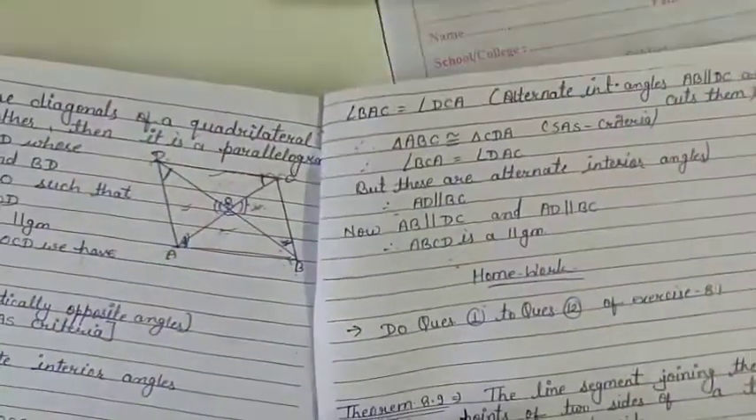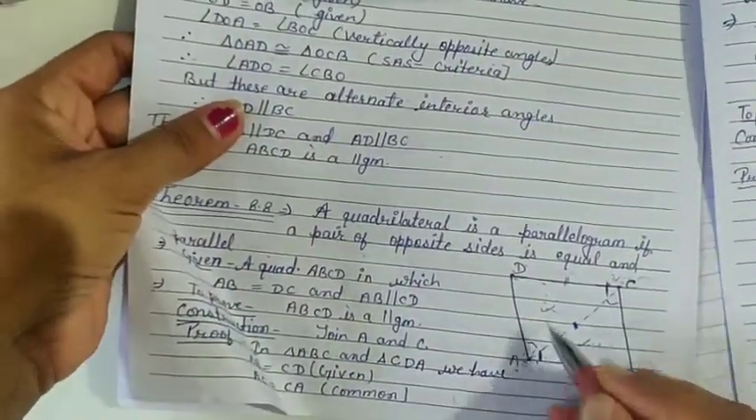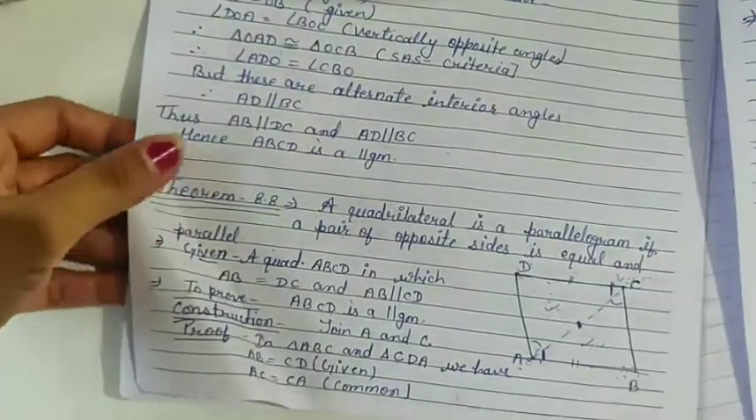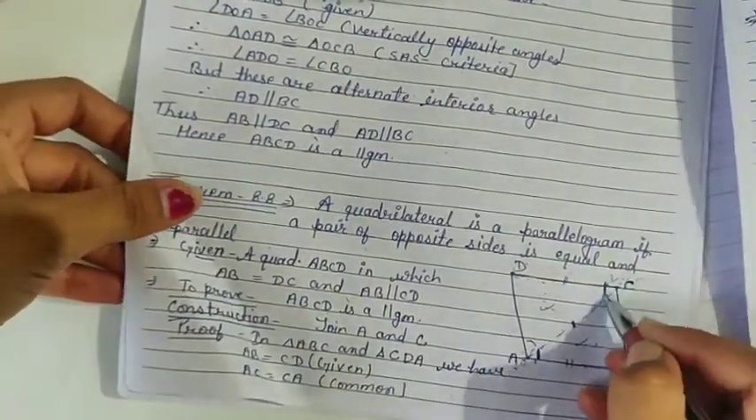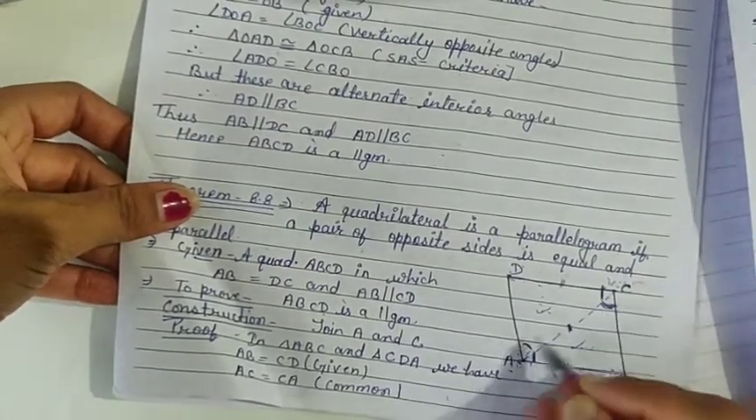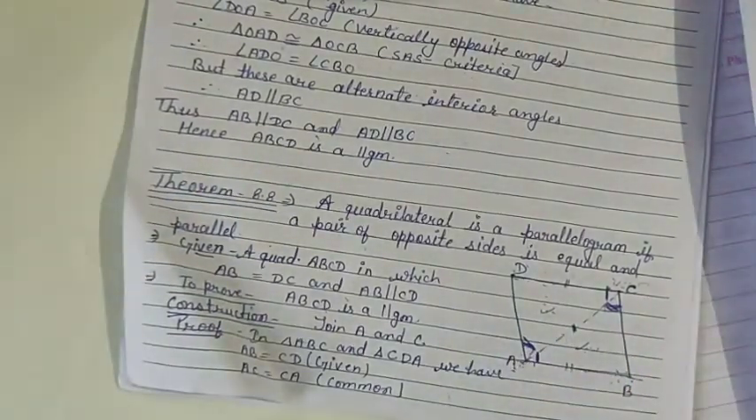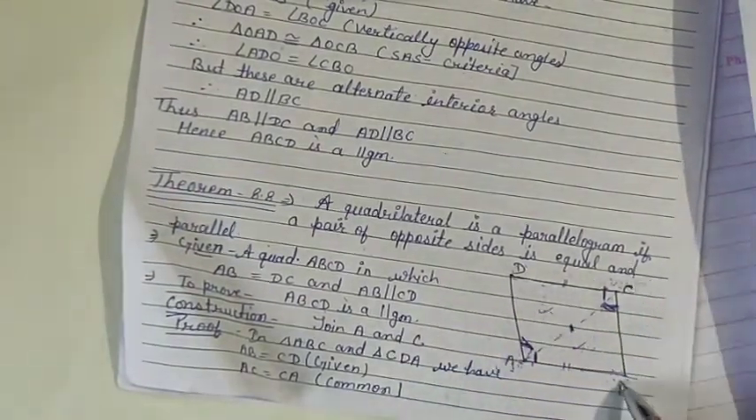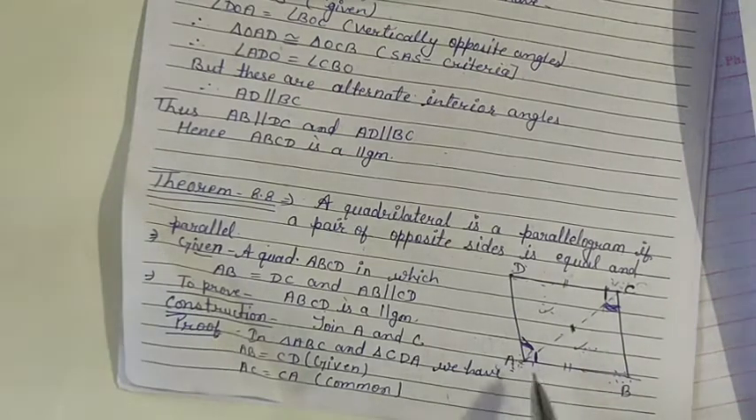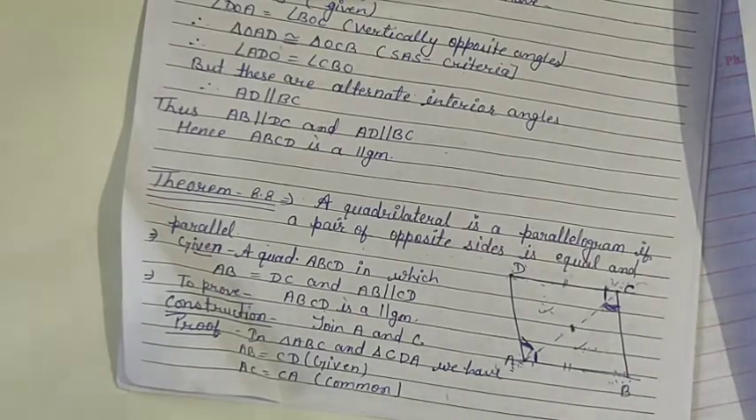It means if these two triangles are congruent, angle BCA equals angle DAC. These two triangles are congruent. It means this angle equals this angle, but these are alternate interior angles. It means AD is parallel to BC. Now AB is parallel to CD, given, and AD is parallel to BC. It means ABCD is a parallelogram.